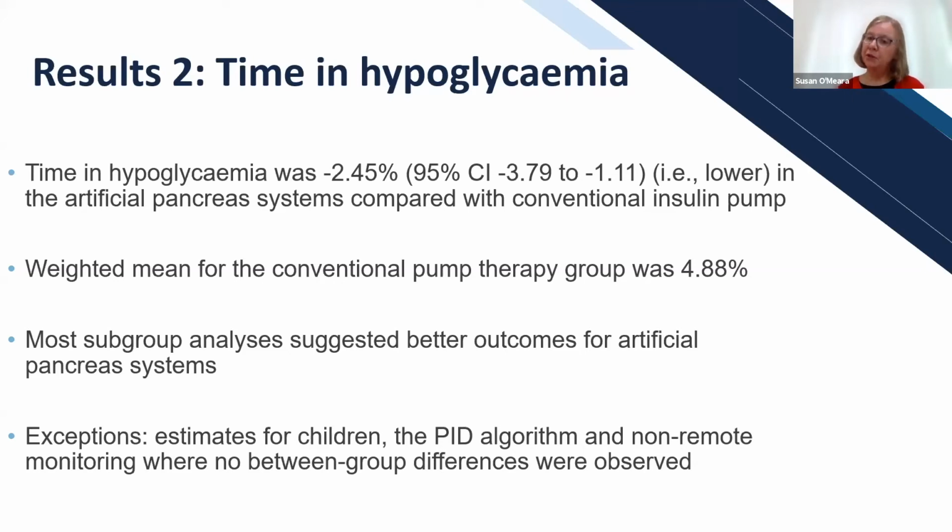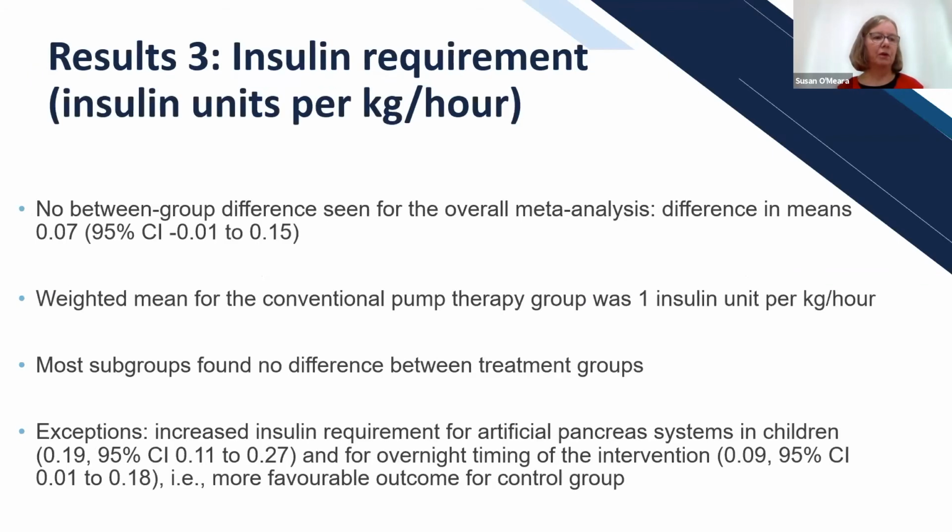And again, most of the subgroup analyses were in agreement with this. Again, there were some exceptions. The estimates for children, for the PID algorithm, and where remote monitoring wasn't used, suggested there were no differences between artificial pancreas systems and the conventional pump. And for the third outcome, we come to the insulin requirement.